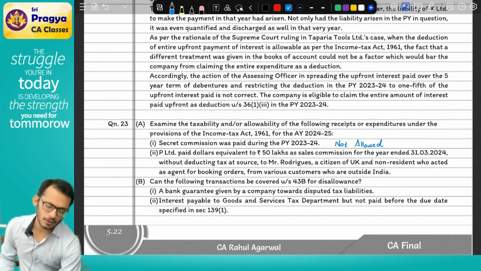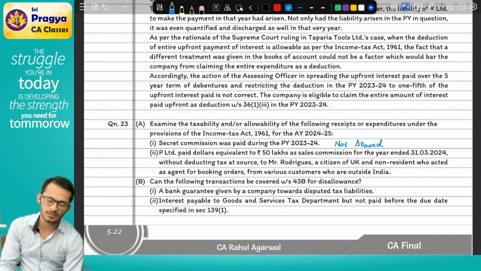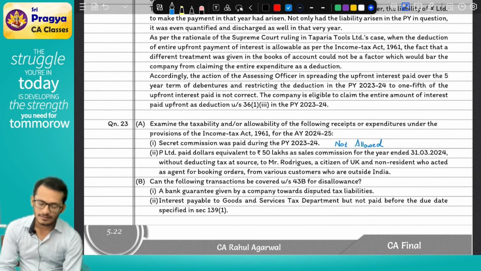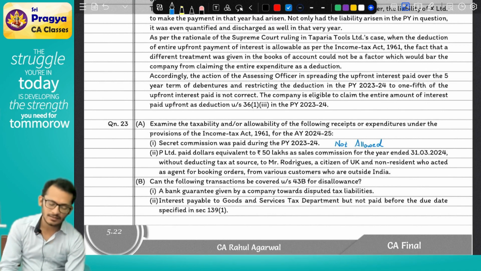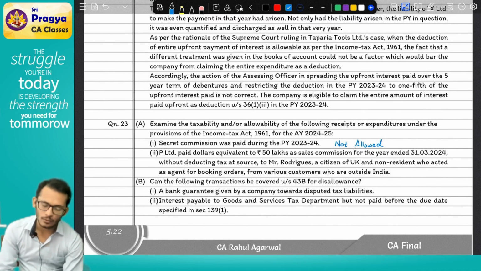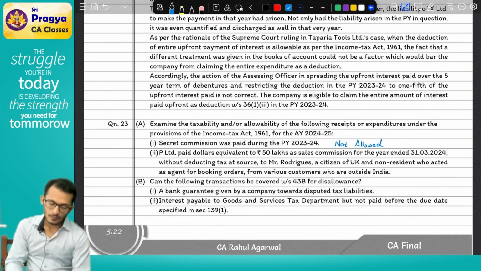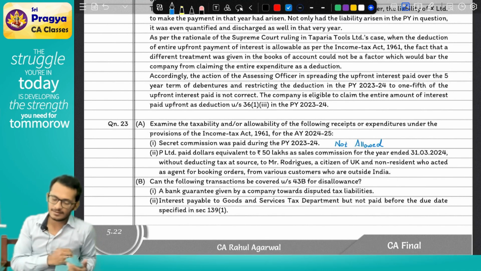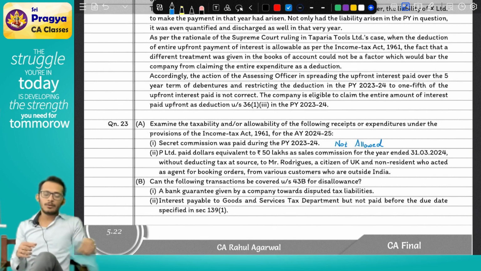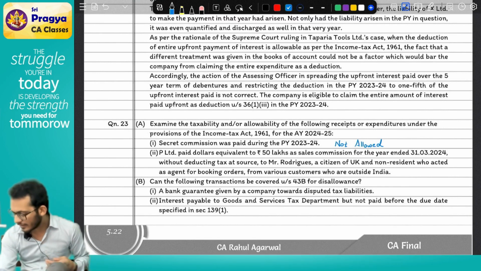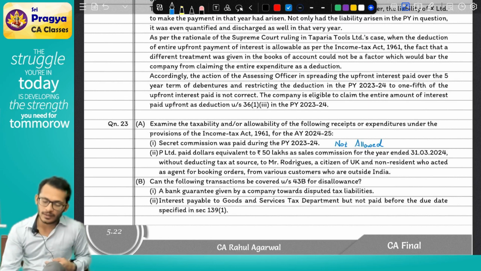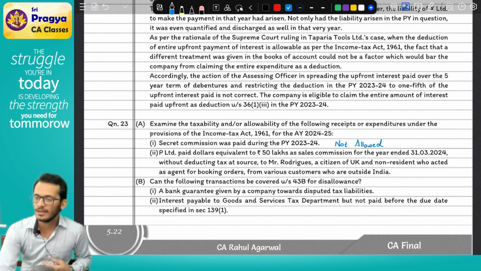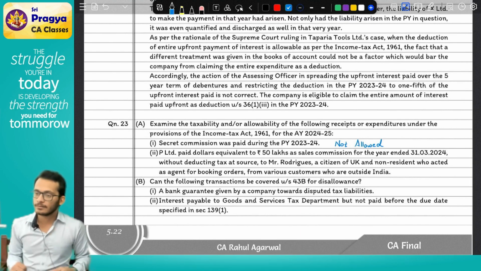Next, P Limited paid dollars equivalent to 50 lakhs as sale commission for the year ended 31st March 2024 without deducting tax at source to Mr. Rodriguez, a citizen of UK and a non-resident, who acted as an agent for booking orders from various customers who are outside India. So you made a payment of sale commission to a non-resident, and you forgot to deduct TDS.